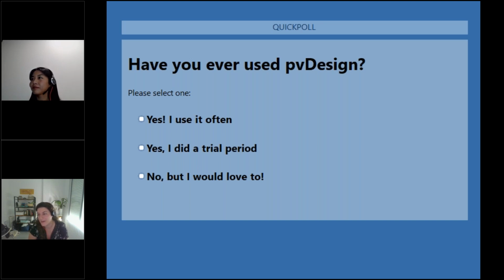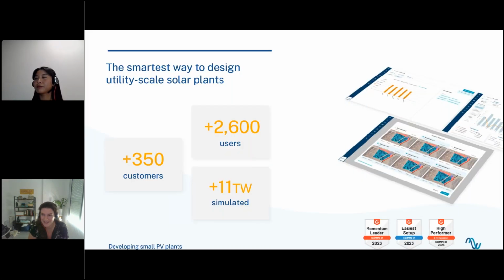Okay, with that being said, we have some of your votes. I'm really happy to see that we have 33% that actually tried it at some point, 22% use it often, that's amazing, and at least 50% that have never used it. We're happy that you're here today because we're going to show you some really important parts.